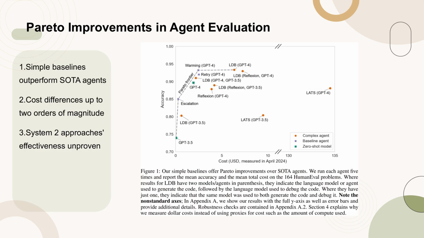Figure 1 illustrates that our simple baselines provide Pareto improvements over state-of-the-art, SOTA, agents in terms of accuracy and cost. We conducted 5 runs for each agent and reported the mean accuracy and mean total cost on 164 HumanEval problems. Notably, the simple baselines achieve similar or better accuracy at significantly lower costs, sometimes differing by almost 2 orders of magnitude. This suggests that the effectiveness of complex System 2 approaches for code generation remains unproven, as they have not been adequately tested against these simple baselines.